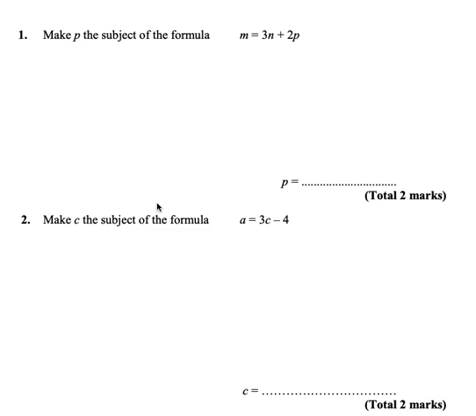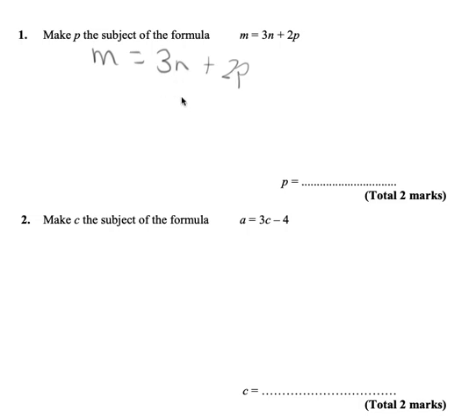We are going to have a look at some exam style questions for changing the subject of the formula. So dive straight in. Question 1 then. Make p the subject of this formula. So what I'm going to do first is rewrite the question here, which is m is equal to 3n plus 2p. Okay, so we want to make p the subject of the formula.